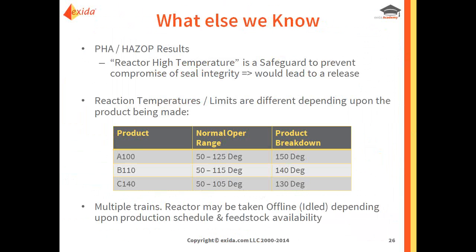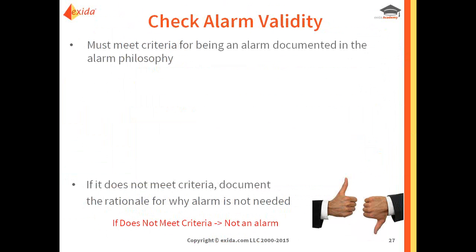Now we also know, by reviewing the PHAs and the HAZOPs, that the reactor high temperature was called out as a safeguard to prevent a loss of integrity in the vessel, in particular to the seal around the container top. We're not sure whether that was factored into the design or not, so we'll see that as we go through the rationalization process. We also know that the reactor operating limits and temperatures are a little bit different depending upon which one of 3 different products is being made. And last, we also know that in some cases, because this is a multiple train process, certain units, reactors, and their associated equipment may be shut down. So there may be a reason why we don't even want to have that alarm active.